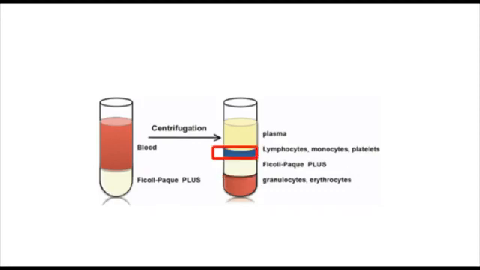Since the lymphocytes have low density, they will be present at the interface between the Ficoll layer and the plasma, along with platelets and monocytes. Further, lymphocytes can be isolated from this interface layer with washing steps to remove any residual cells, Ficoll and plasma.